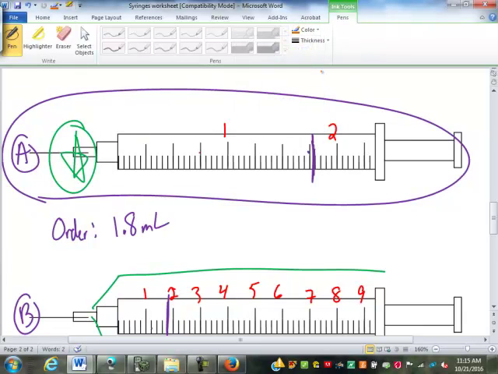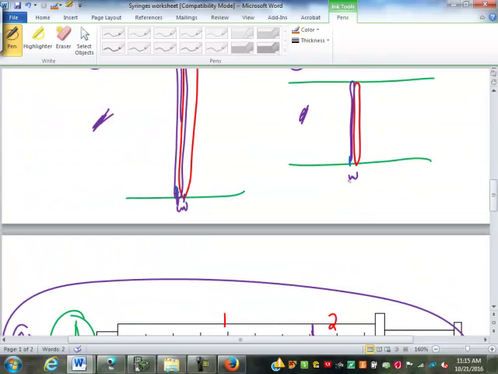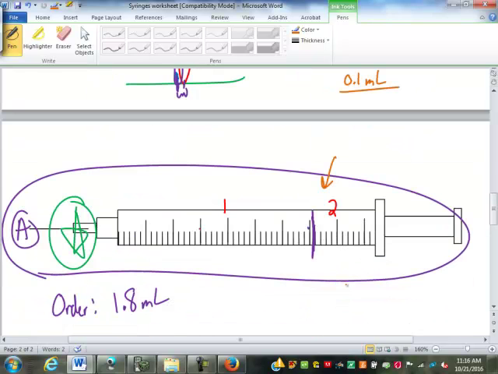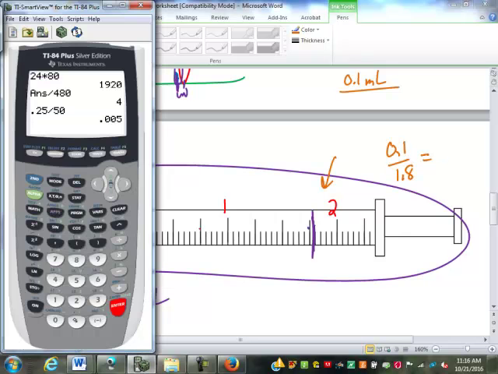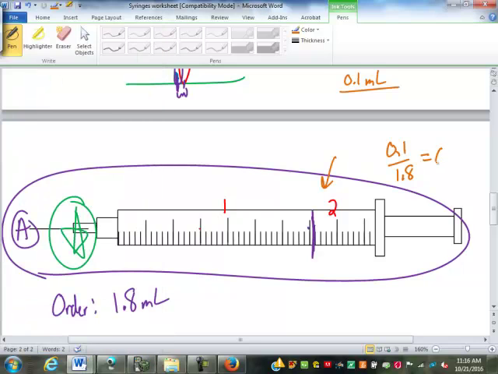And it's all about percents. Let's say that little bit of distance here is, I don't know, 0.1 milliliters that we're off on this syringe. Of course, it depends on the syringe, right? On this syringe, that'd be 0.1 out of 1.8. That gives us 0.055. That's a 5.5, 5.6% error.